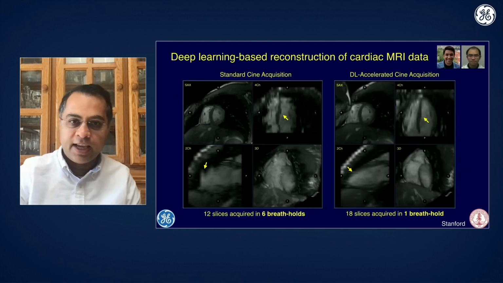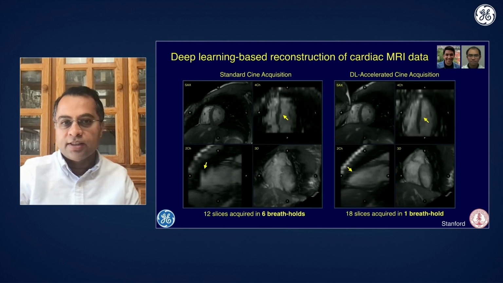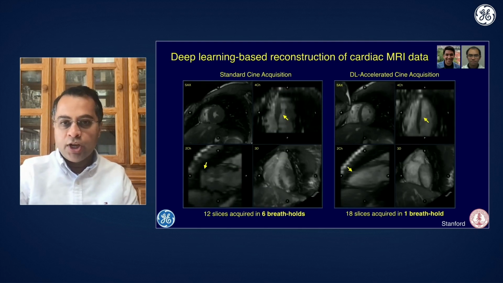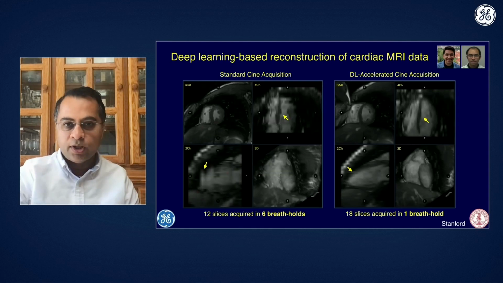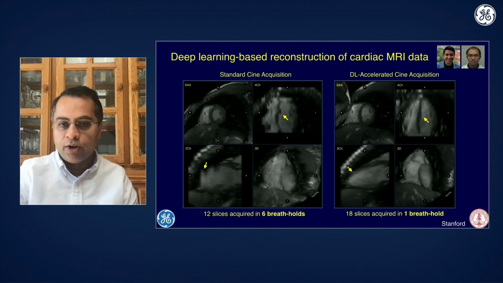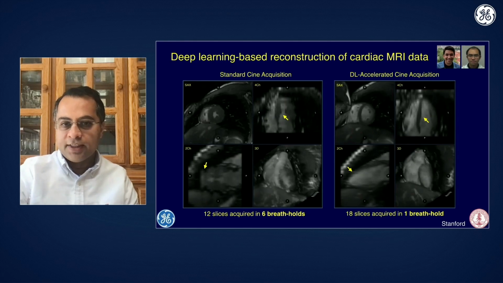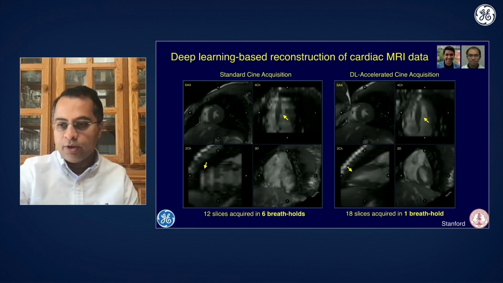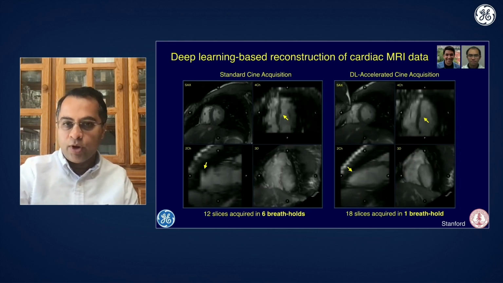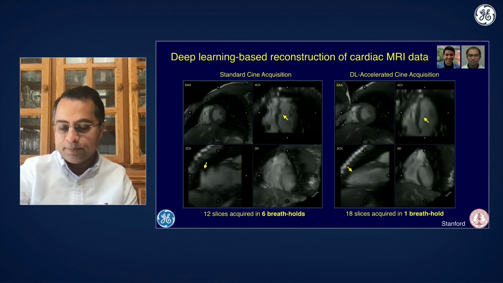So here's just another example of this. On the left, you're seeing a panel with the standard cine acquisition that's done with multiple breath holds. On the right, you see the accelerated one with the deep learning approach. And notice here that you see, from the inconsistencies in the breath holding position, multiple artifacts in the reformatted four-chamber view that are not present in the deep learning approach. And again, this deep learning approach is obtained with free breathing and essentially respiratory triggering, or in this case, just a single breath hold since the scan was so fast.